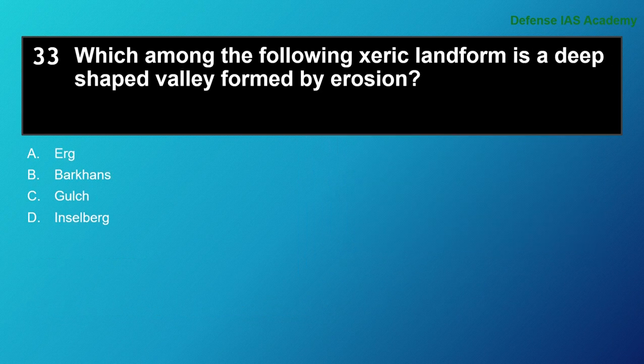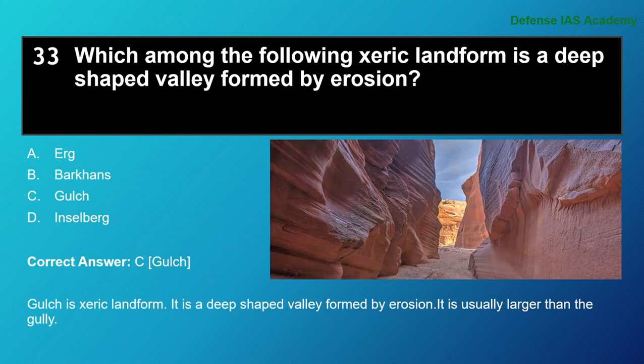Which among the following xeric landform is a deep-shaped valley formed by erosion? The answer is option C, gulch. Gulch is a xeric landform. It is a deep-shaped valley formed by erosion. It is usually larger than a gully.